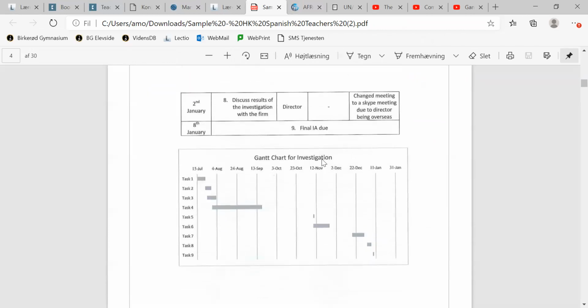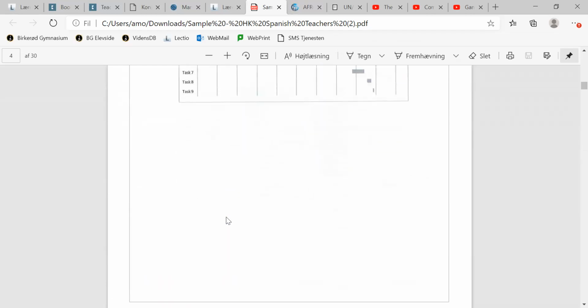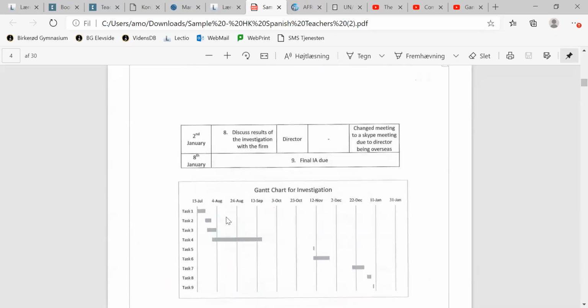And then finally, a Gantt chart. I will send you a separate file on how to make a Gantt chart. It's very, very simple, but it's a good planning tool. It's good evidence that you know how to use your planning tools. Guys, that's it. That's all you have to do for the research proposal.